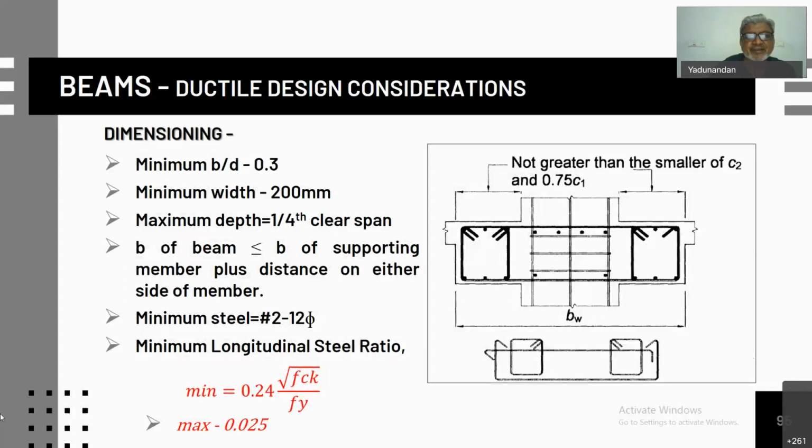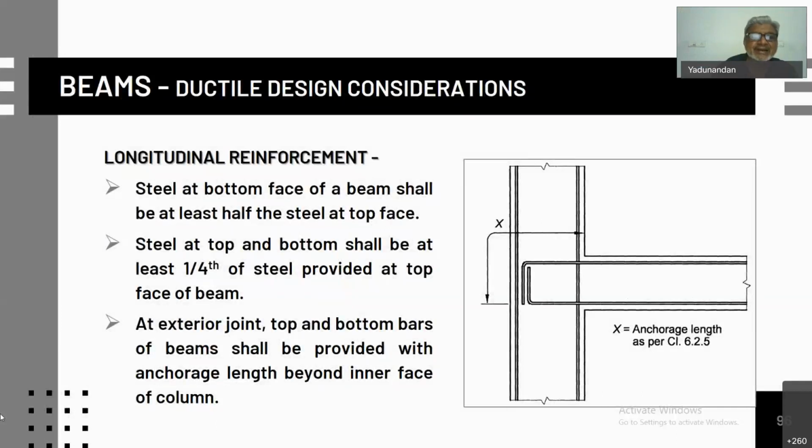So there are minimum dimensioning considerations, where minimum B by D is kept as 0.3 and maximum depth as 1/4 the clear span, because otherwise it acts like a deep beam. These considerations are also there for that.